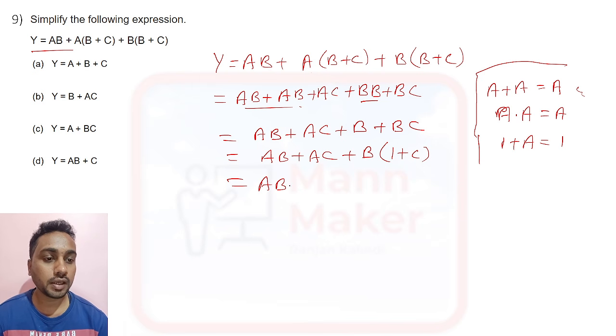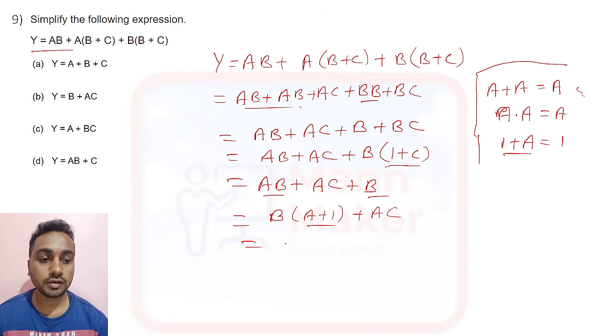So we can write AB plus AC, and this is 1, A plus C becomes 1, because 1 plus A is 1, means 1 plus anything is 1. So this is B. Now again, if we take B common, then we can write A plus 1, and this is AC. Again this thing is 1. So this is B plus AC, and this is the answer. Option B is the right answer. Like this, you need to solve the question.